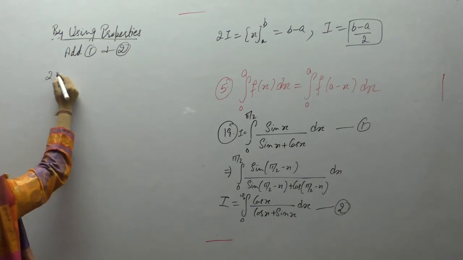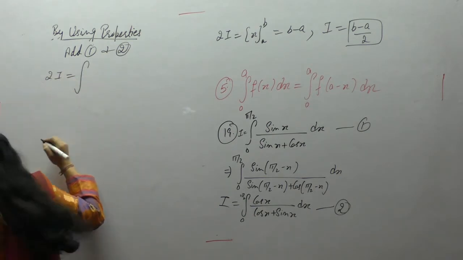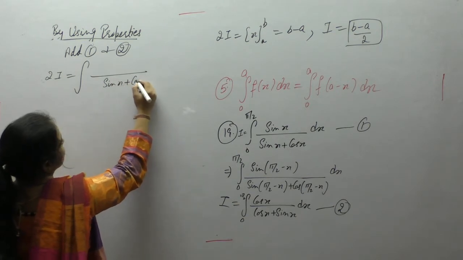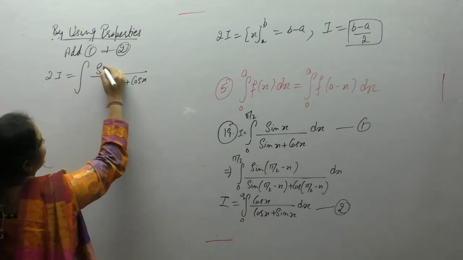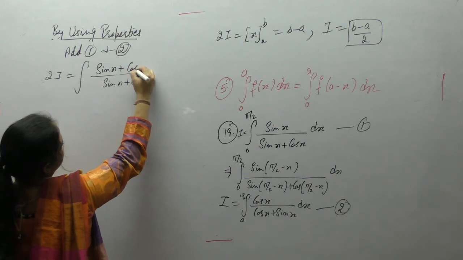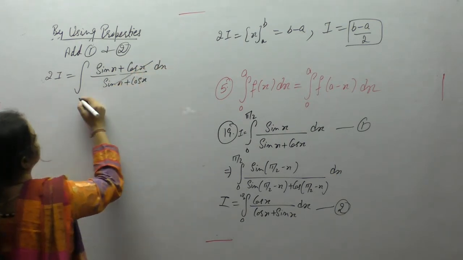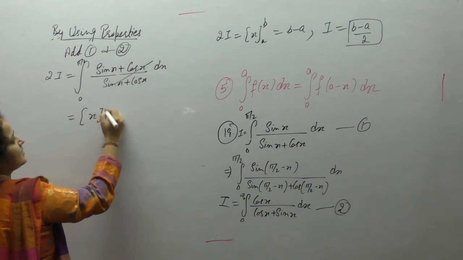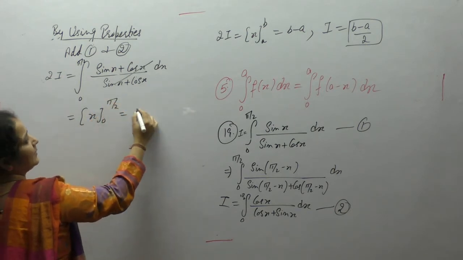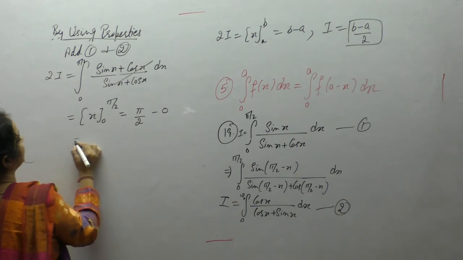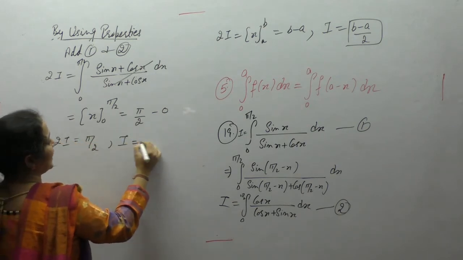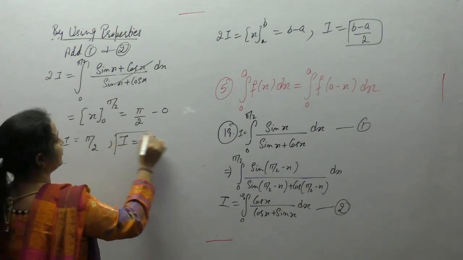By adding we get 2I. Denominator is same, sin x plus cos x. Just add the numerator, sin x plus cos of x. Integral of 1 is x, upper limit minus lower limit. 2I is pi by 2 and I is pi by 4.